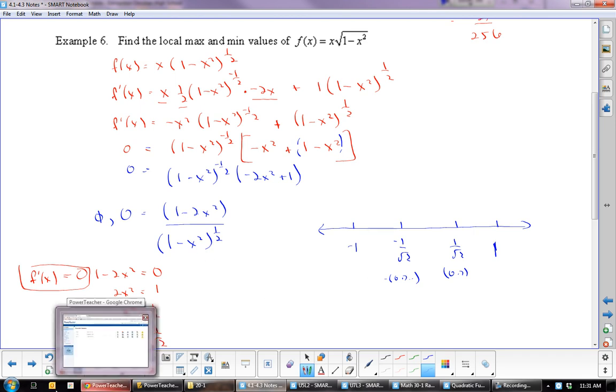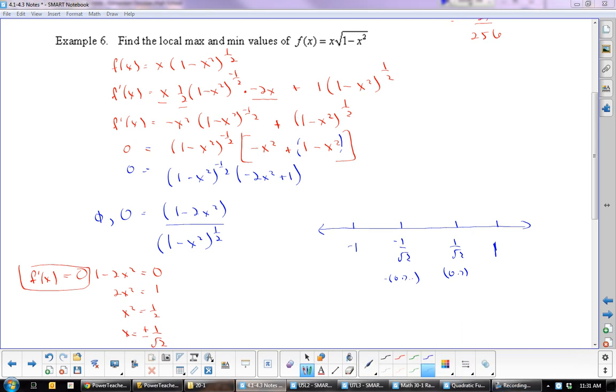So we could say that our domain is between -1 and 1, right? You don't have to go and test these, but if you did, you'd find out that it doesn't work. You can't get an answer because you're going to be taking the square root of a negative.